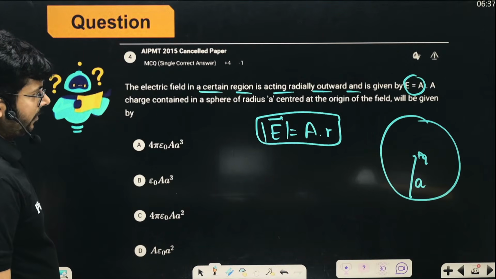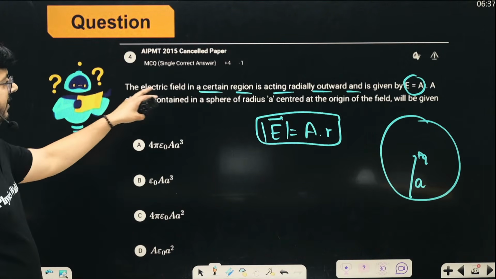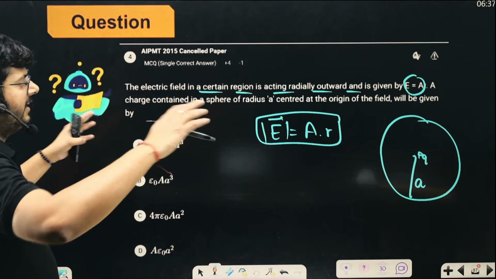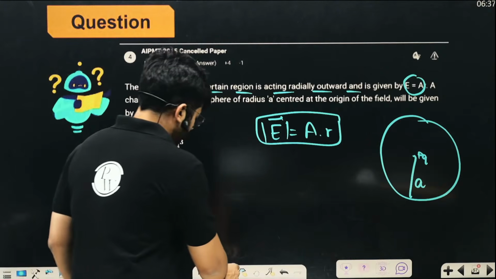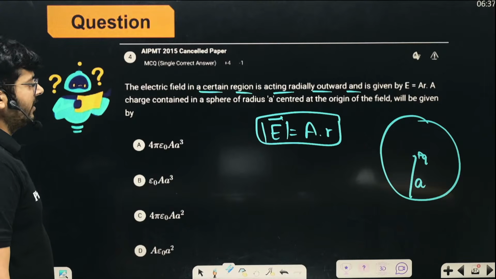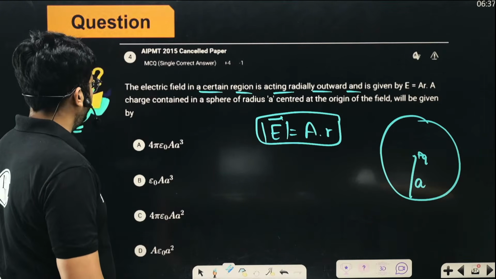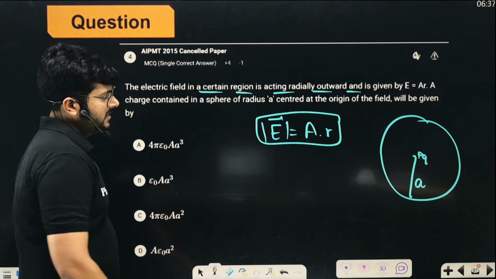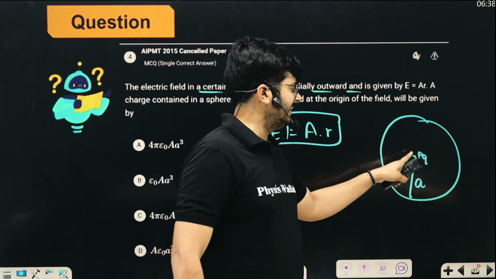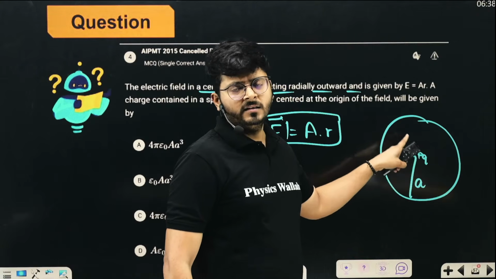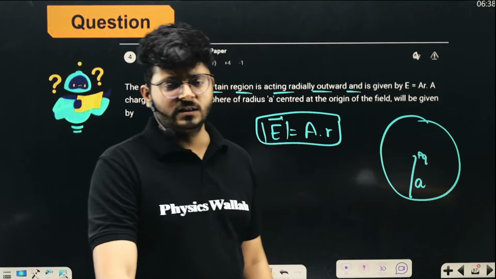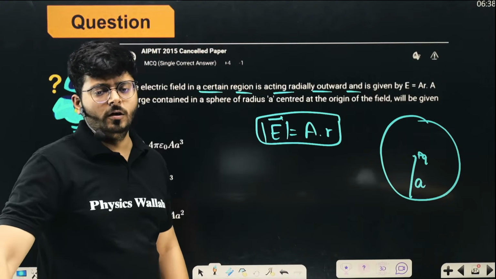The electric field in this region is acting radially outward, and it is given by E = A r. A charge contained in a sphere of radius a is centered at the origin. So how much charge is going to be there at the center? Let's say the available charge at the center of this region is Q. We have to find the value of that available charge.